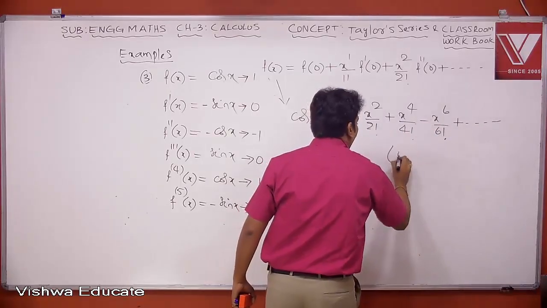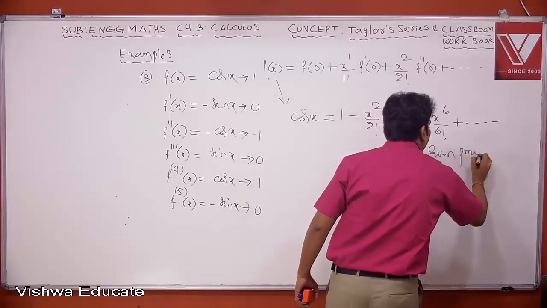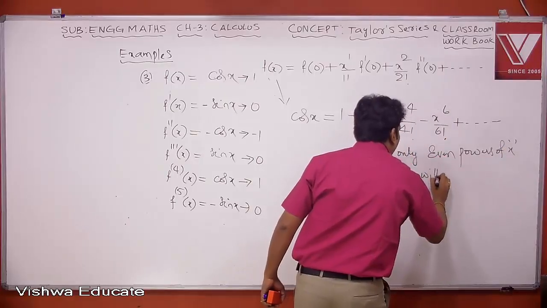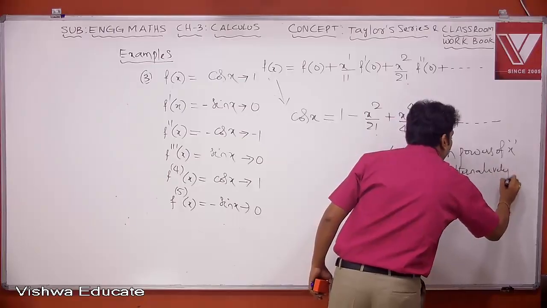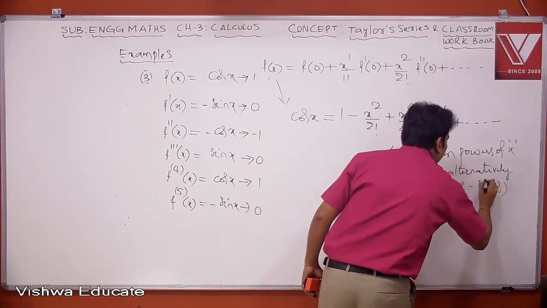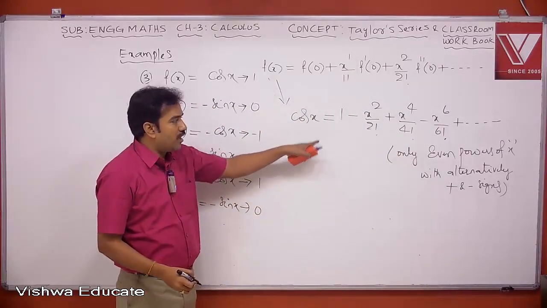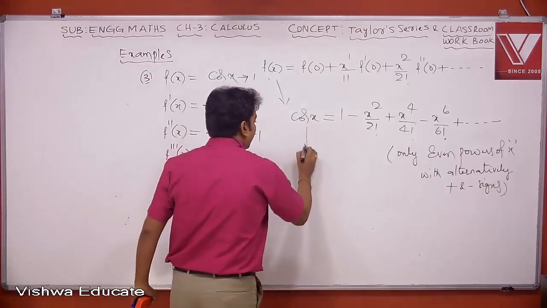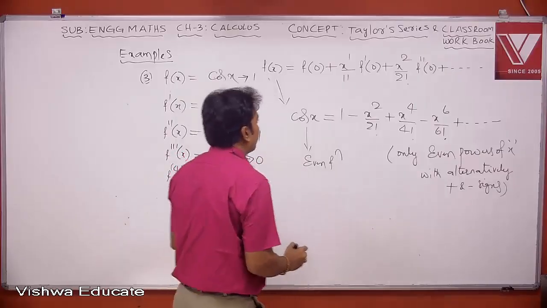So in this case, it has only even powers of x, with alternating plus and minus signs. That's why it is called an even function. Because of only even powers of x, it has been named an even function. This is an even function. Note these points.